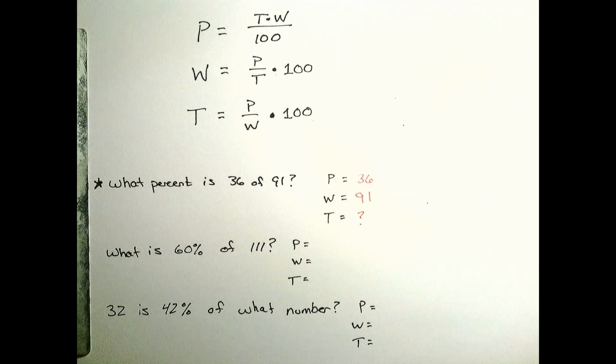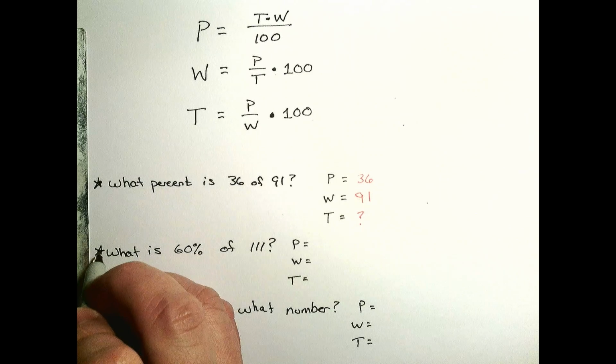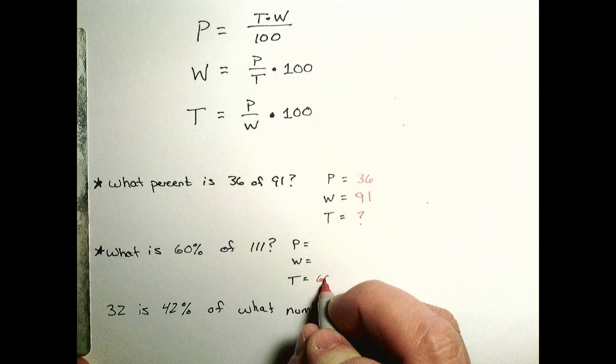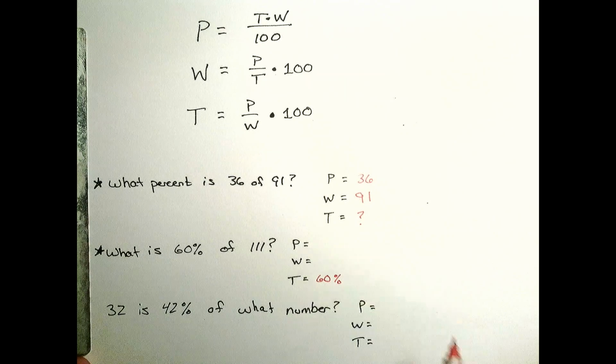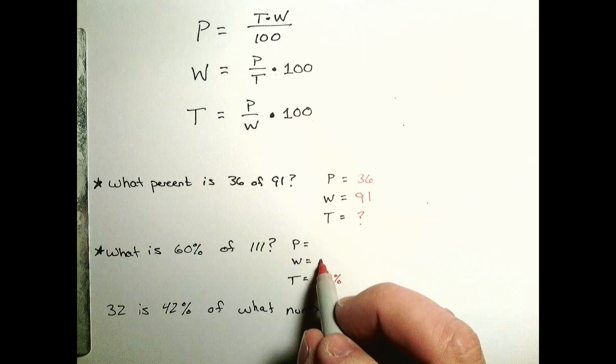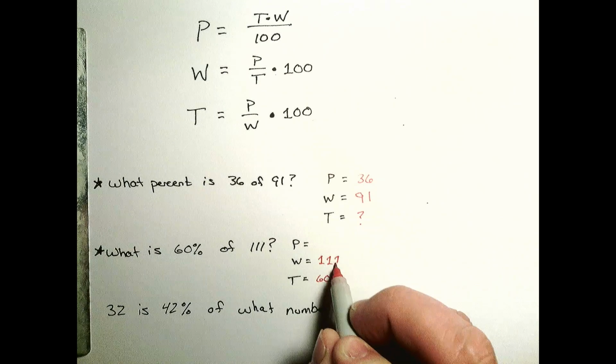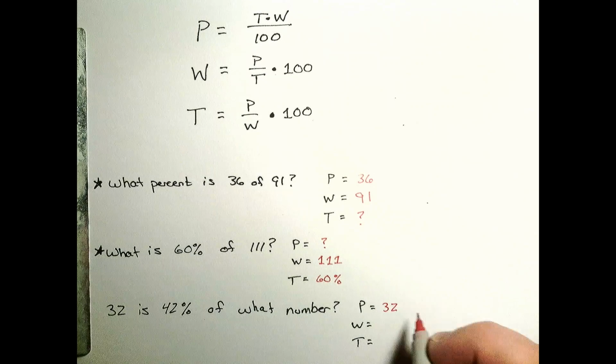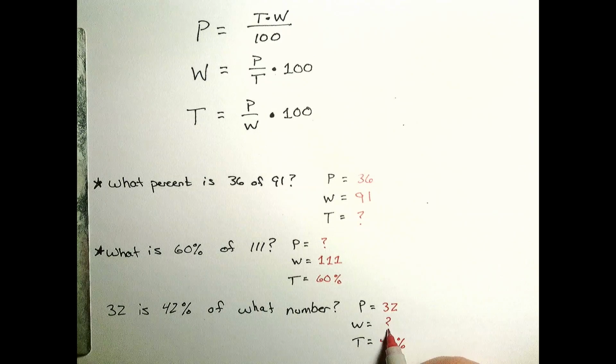What is 60% of 111? What do they give me in this problem? Sophia. 60% is a percent. Okay, so 60 here. And then 111 is the whole. 111 is my whole, so I don't know the part in this one. And the last one, okay, 32 is 42% of what number? Help me out here, Bailey. 32 is the part. And 42 is your percent. 42 is my percent, and I don't know W.